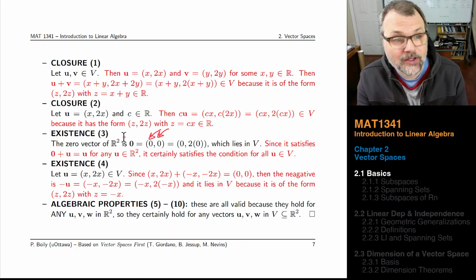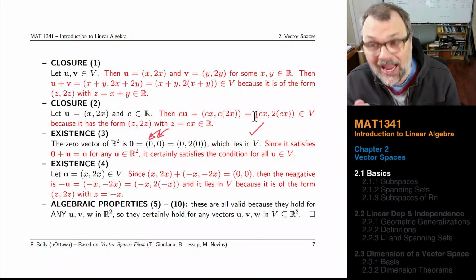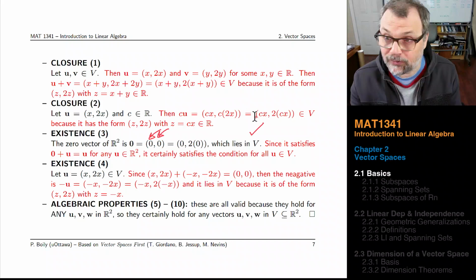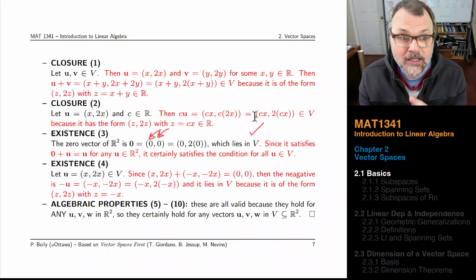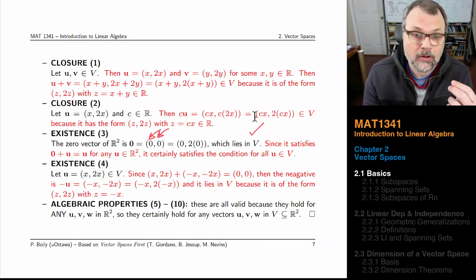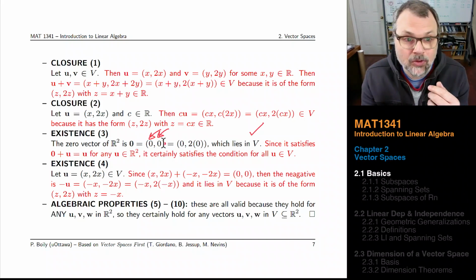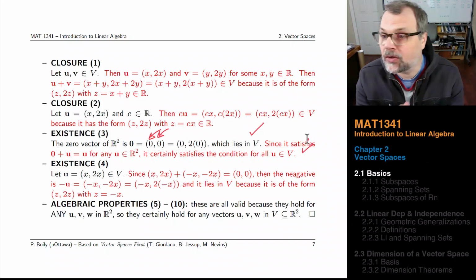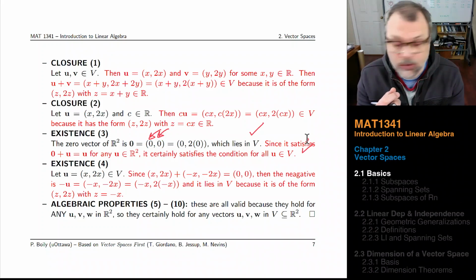So the zero vector is in V, which is good, but that's not the only thing we need to know about the zero vector. That zero vector actually has to act as a zero vector would, which is to say that when you add the zero vector to a vector in the space, it doesn't actually change the vector. 0 plus u should be equal to u. It is, because you're adding 0 to each of the components. So yeah, there is a zero vector. It's in the set V. It behaves as the zero vector would or should.